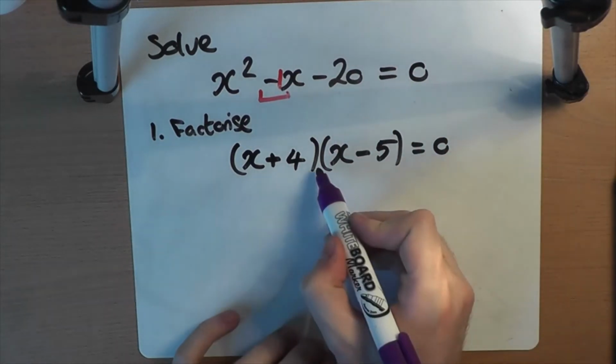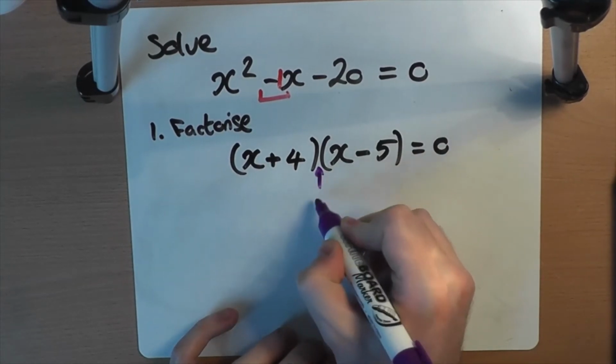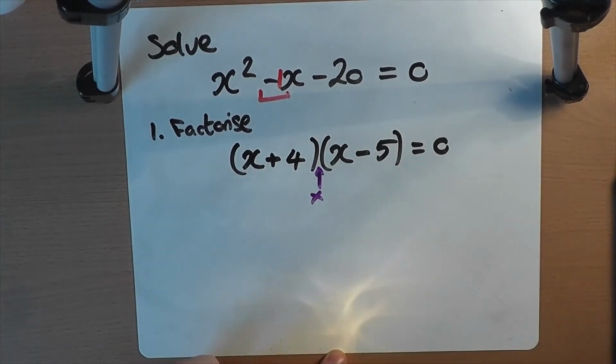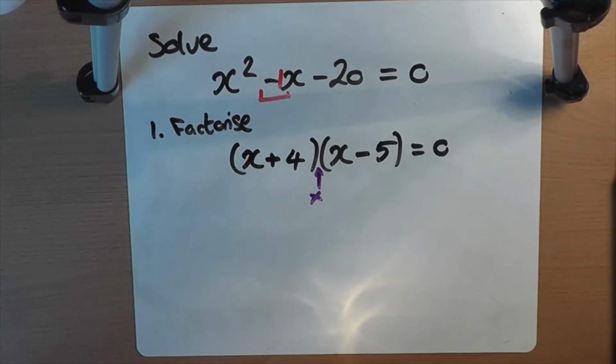There is a symbol hidden in the middle here, and hidden in the middle there is the symbol times. There are 2 numbers that we are timesing together, and when we times those 2 numbers together, we get the number 0. There is only one possibility. When we times 2 numbers together to get 0, then one of those numbers has to be 0.